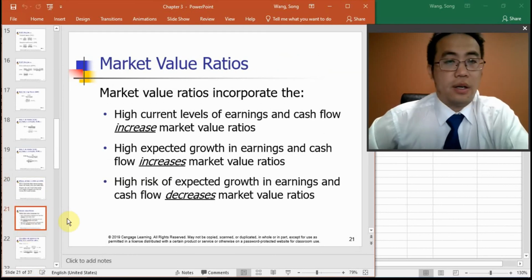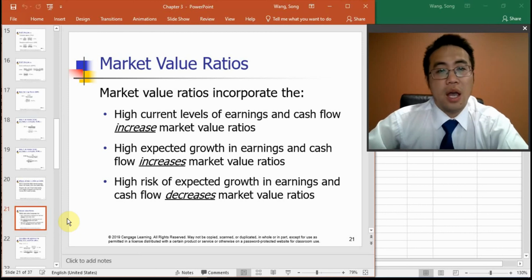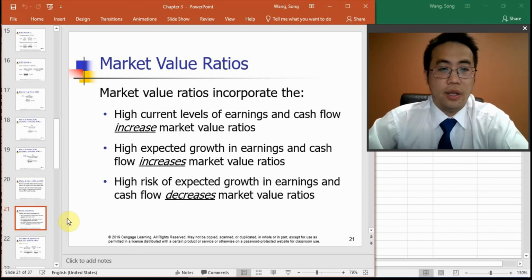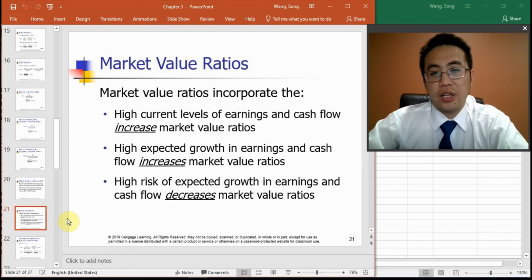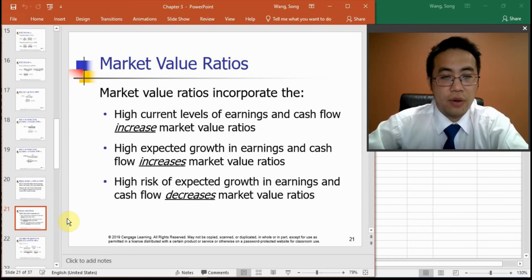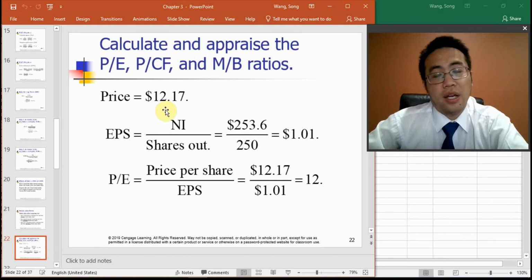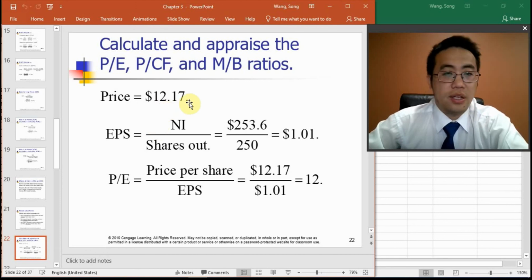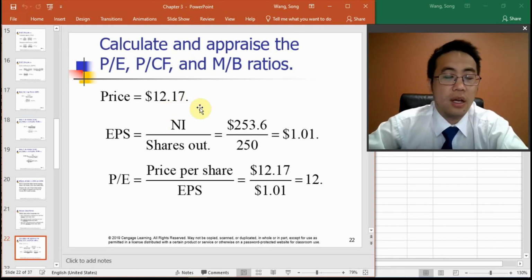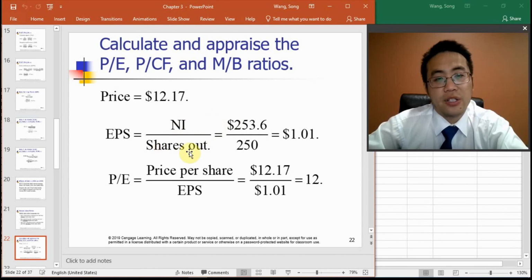The last category here is called market value ratios. The market value ratios incorporate the stock price, which changes very fast and very frequently. It also tells you the risks embedded in the company's market price. Let's say the market price for a stock is $12.17, and you can calculate the earnings per share based on net income divided by the shares outstanding.